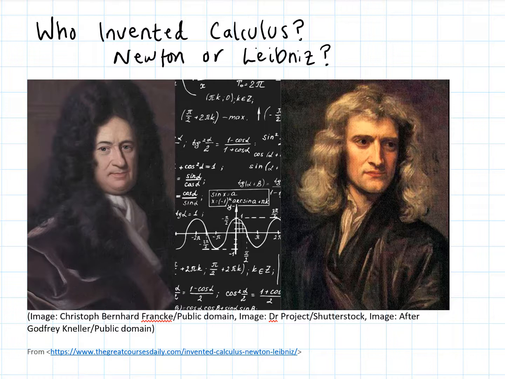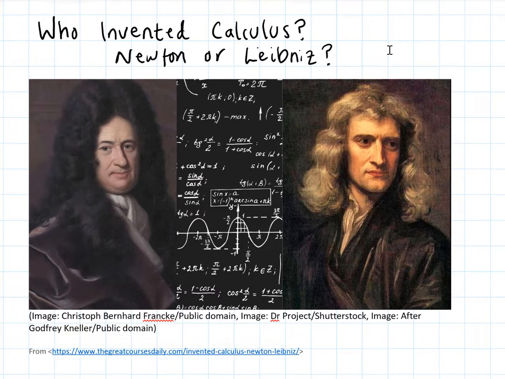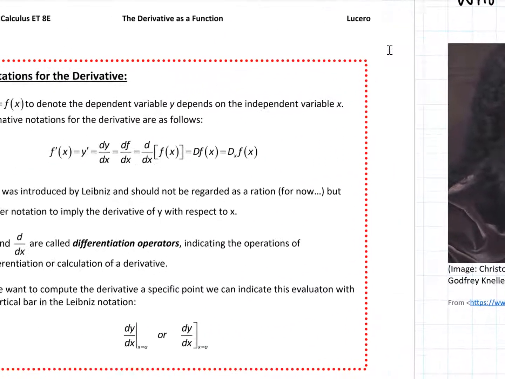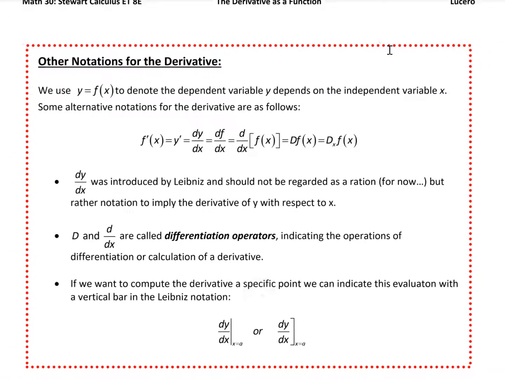Looking at these two mathematical minds is very interesting. So who was it? Was it Newton or was it Leibniz? Well, that I will leave up to you to decide or come to a conclusion about on your own. But both of them gave us some of the notation that we use. So we do use both of their notations, and I want to talk about the different notations that are used.